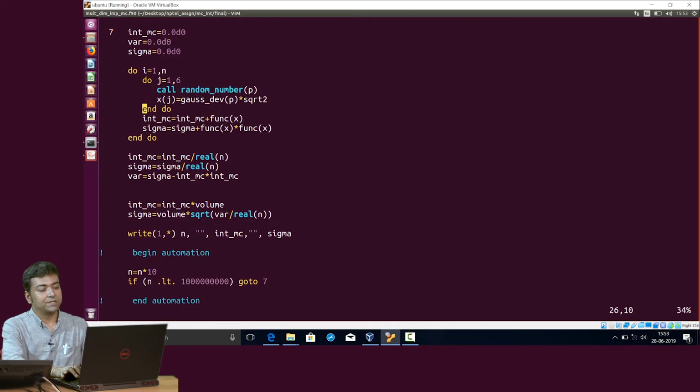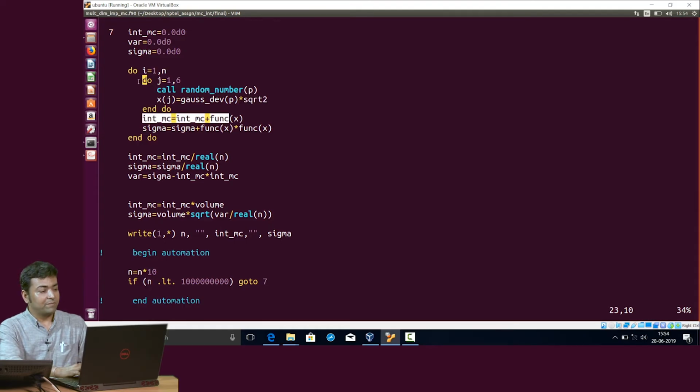What it does is it generates 6 random numbers with a Gaussian distribution. I am calling my random number generator to return me 2 random numbers with uniform distribution. These 2 random numbers I give as input to my function Gaussian underscore dev, and that returns me one random number with a Gaussian distribution, which I multiply by square root of 2, so that the sigma of the Gaussian distribution remains the same as I desire for my integration, and not the original Box-Muller sigma.